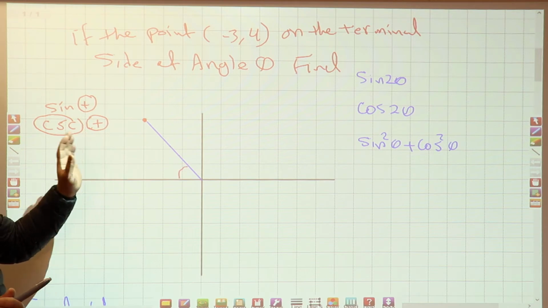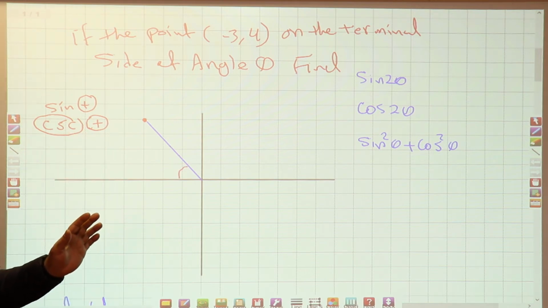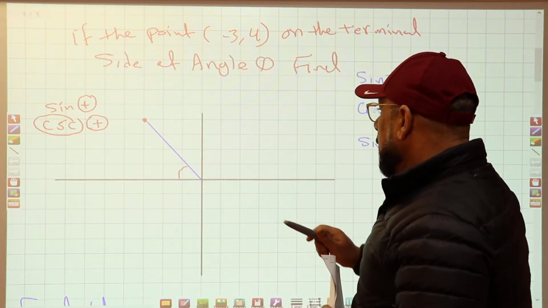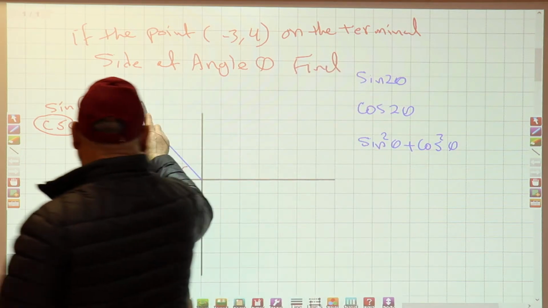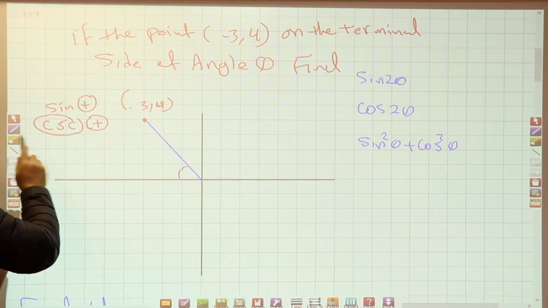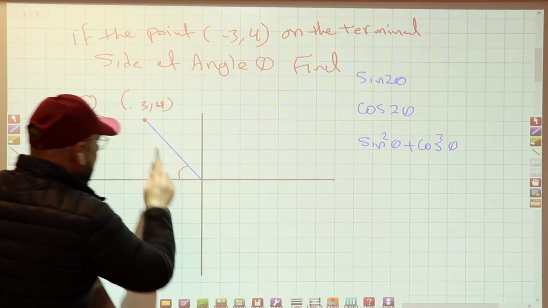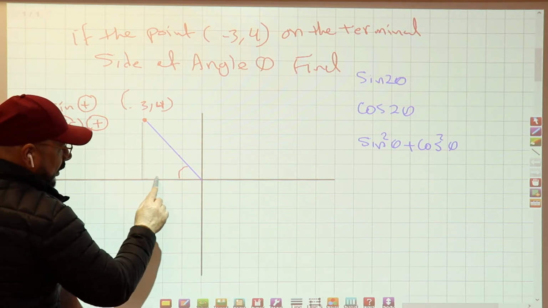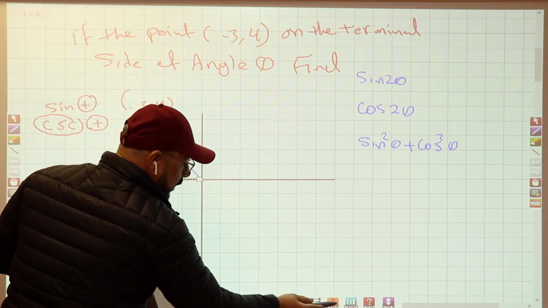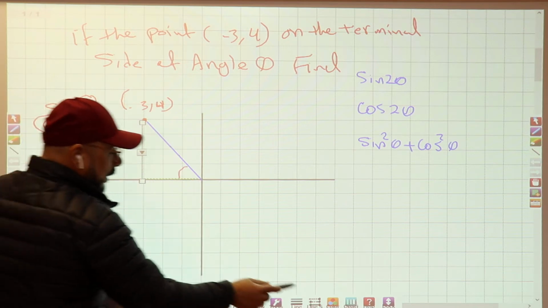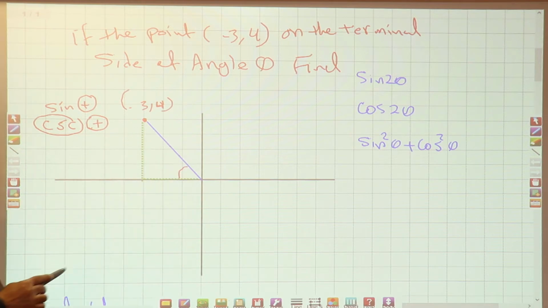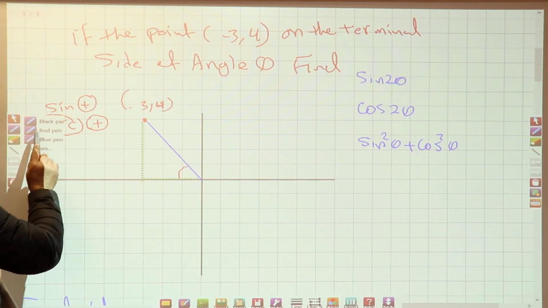Tan, cotangent, cosine, secant, all of them are negative. Now, what I have to do with this point negative 3 and 4, I'm going to take two lines, one here. Even if I have the axis here, I'm going to take a line here. These two lines, I'm going to make a little bold and a different color. Then this is my triangle, and this is my angle theta.